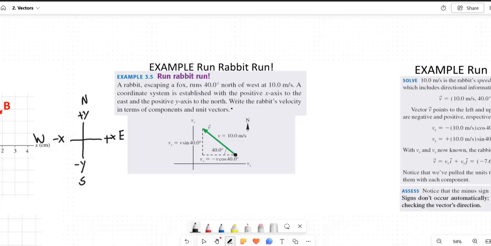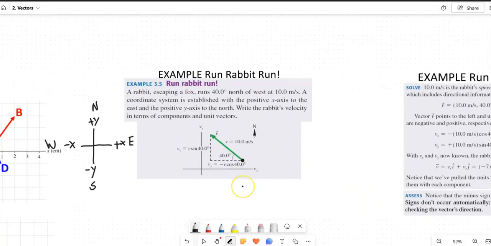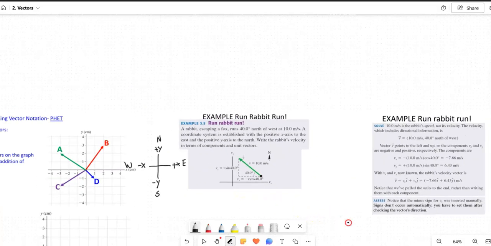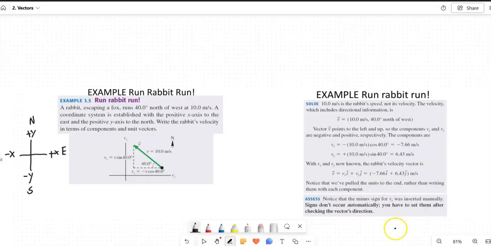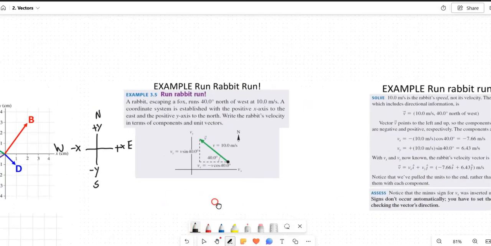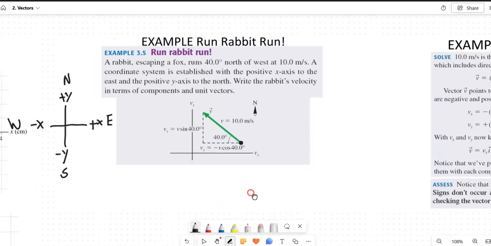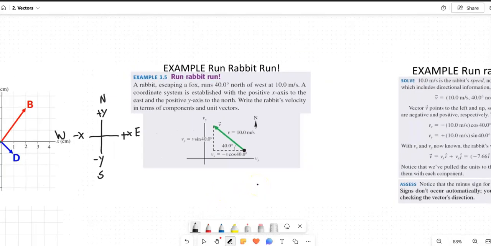Okay, so go ahead and pause the video now and try this on your own. Okay, we're back. So just so you know, the answers are right here. But let's go ahead and try this on our own. Okay. So this vector is 10 meters per second, pointing up and to the left. So the x direction component vector is right here. The y direction component is right here. So the hypotenuse is 10 meters per second.